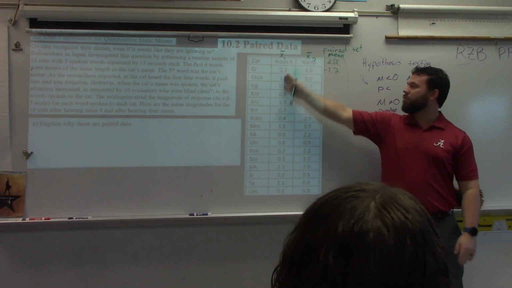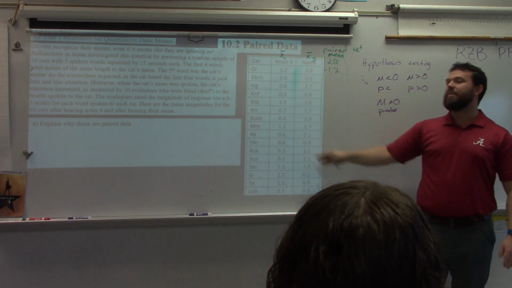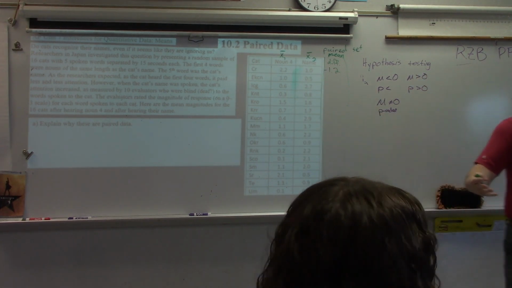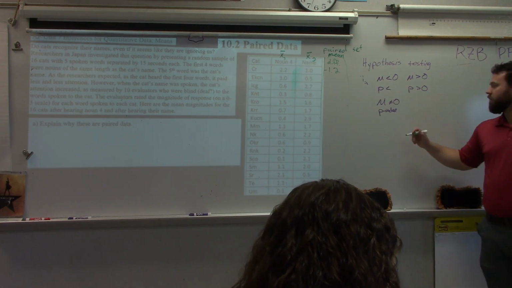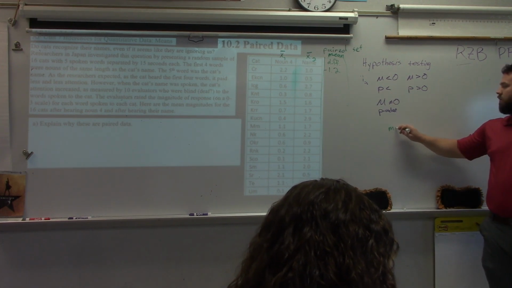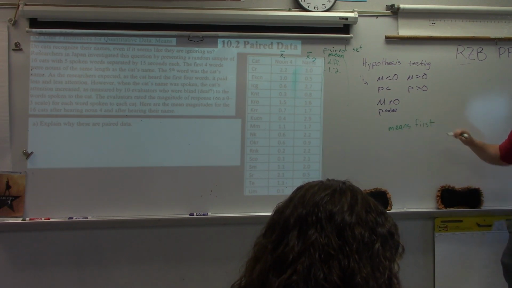But if you have two different samples, you average the samples and then do your inference procedure, that's a two sample. So think about it like this: for matched pairs, you're comparing them directly, but with two samples, you're doing the actual set of data against the other one.